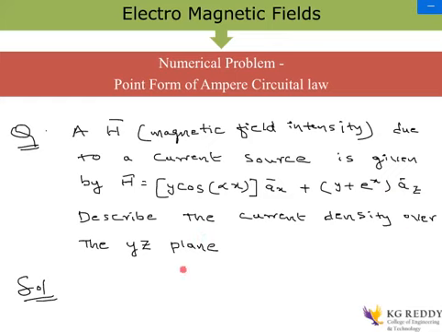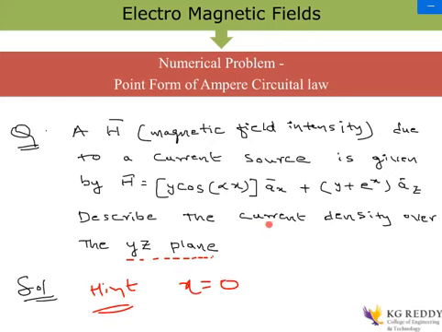Before solving this problem, you need to clearly understand that the question specifically mentions that it is over the yz plane. It means that a hint is given: when it is on the yz plane, x will become 0. This is the first thing you need to remember from this problem.